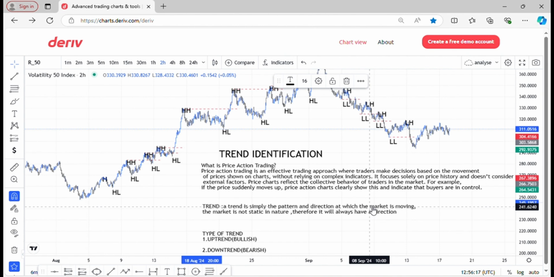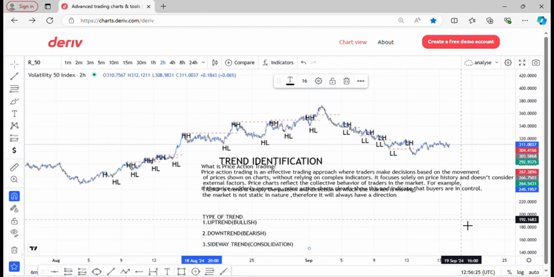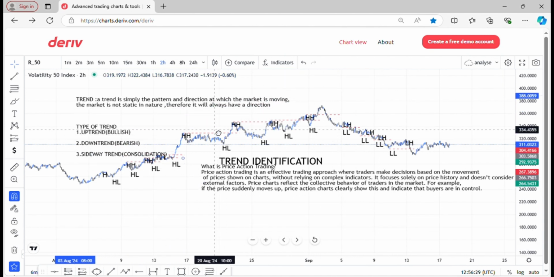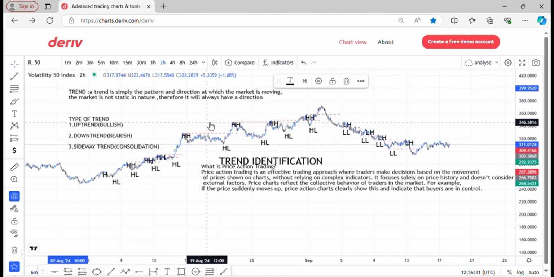So we'll talk about trend. Trend is the pattern in which the market is moving at that particular time. Do you get me now? We have different types of trend. We have the uptrend, which you can call the bullish trend, the downtrend, the bearish trend, and the sideways trend, which is called consolidation. First of all, we'll talk about the uptrend.